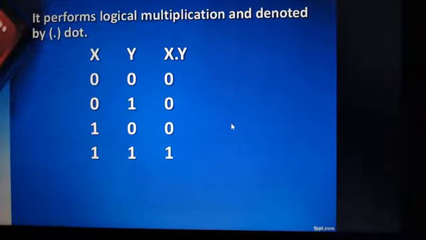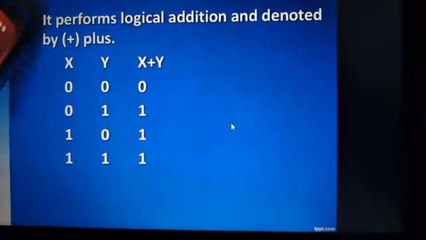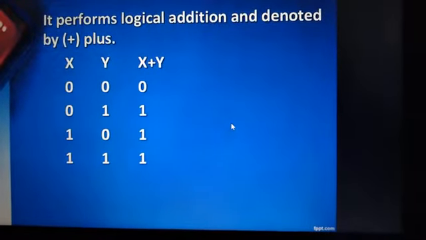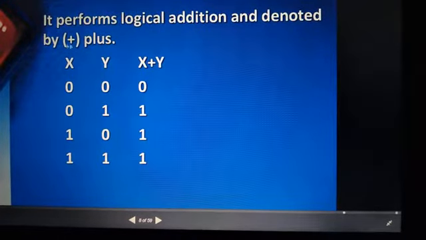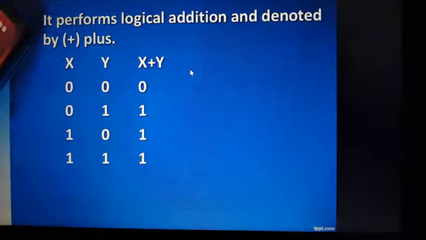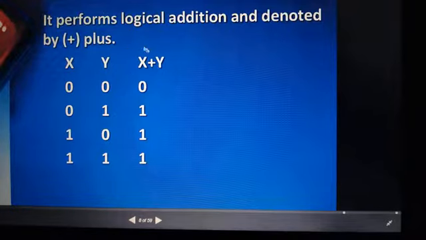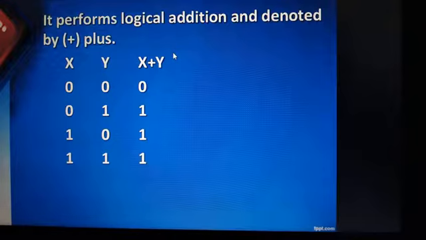Now coming to the OR operator. The OR operator is logical addition and is denoted by plus. You can see this plus symbol denotes the OR operator. Again, x and y are two variables, and the third variable shows the result of the OR operator, which is used for addition purposes.